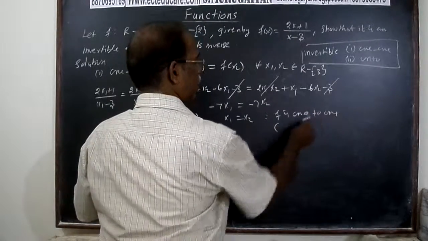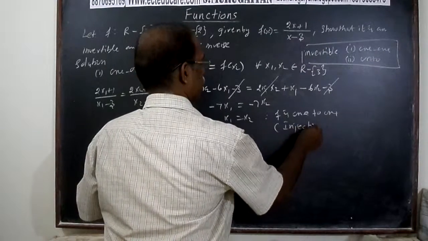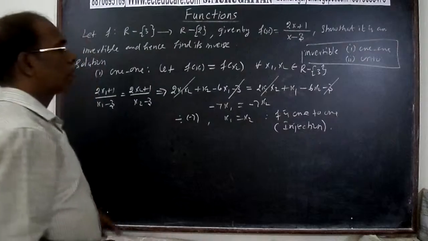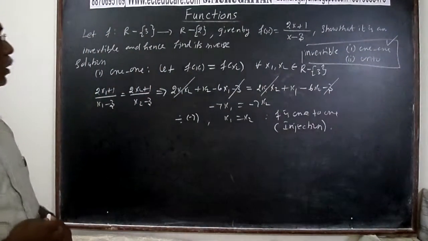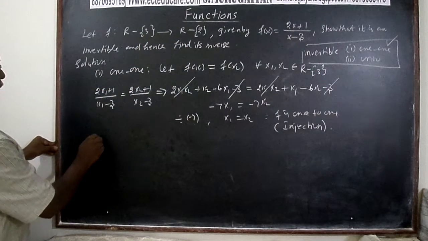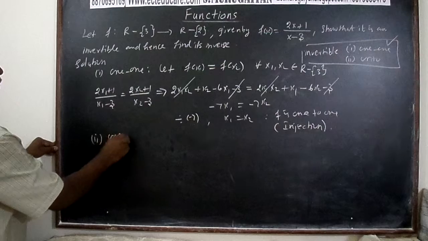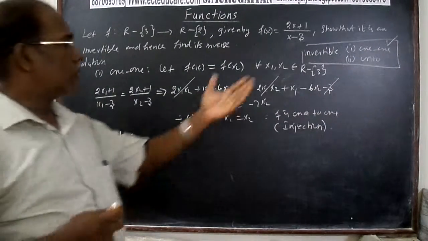Remember, another name of 1 to 1 is injective or injection. So the function is injection. So the first part is ready, proved. Now we have to discuss the second part, that is onto. For the second part, onto. So dear student, how to start onto?